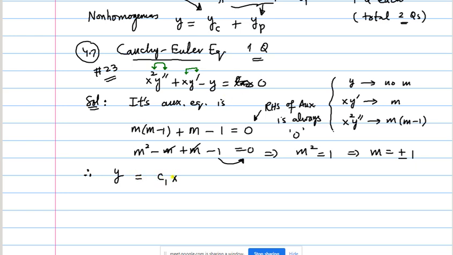C1 x to the power 1 plus C2 x to the power minus 1, because there are two roots, m is equal to 1 and m is equal to minus 1 if you write separately, okay. So this is the solution. But because it is not a homogeneous equation, there is a function on the right hand side, so this is half the solution. This is only the complementary function yc, okay.